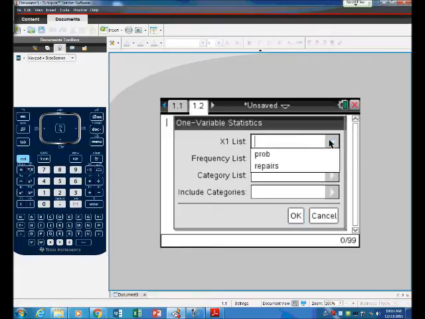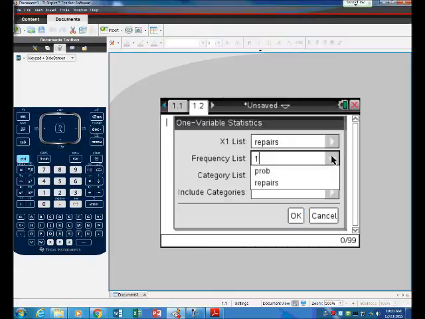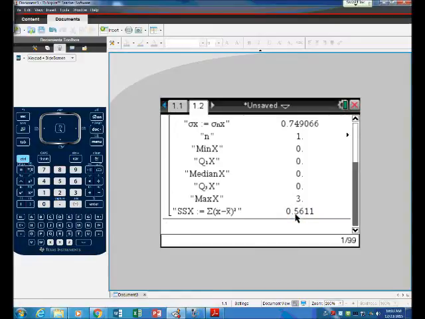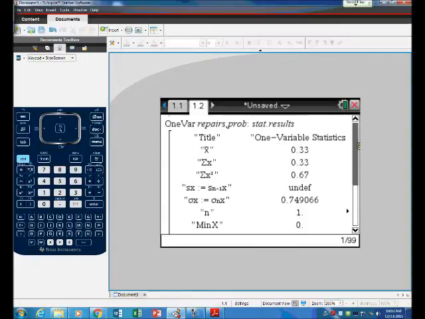All right, so this should look all familiar to you. Our X sub 1 list is repairs, but this time, usually we just hit OK, right? In the first semester, we just hit OK and we moved on. But this time, because it gives us the percentages for each of those numbers of repairs, we click the arrow for frequency list and choose prob, so probability. Then when you hit OK, remember, scroll up, it's going to give you the expected value.